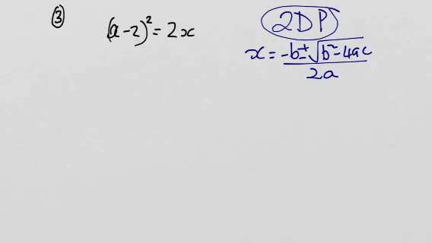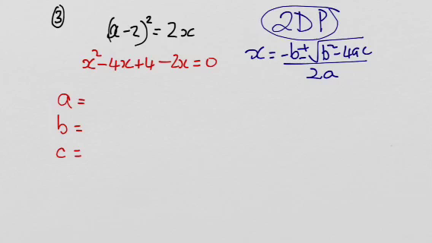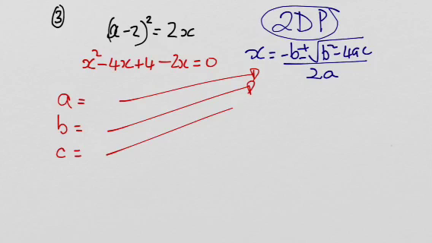So we're going to do a wee bit of work here on the left hand side first of all, actually on the equation. So we're going to have to remove the brackets, x squared minus 4x plus 4, bring the 2x over. You're going to rearrange that, you're going to identify what a is, what b is, what c is, and then you're going to plug those values into that formula to get your 2 answers. x is, x is.